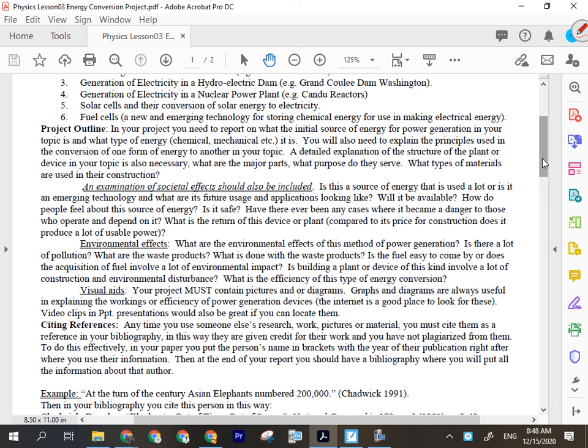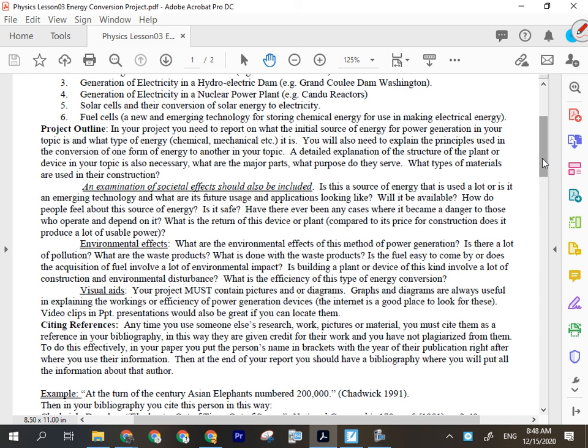Is it safe? If you're talking about nuclear power, there's an argument to say maybe not so safe. If you live in the Ukraine, you might not feel so good about it. Have there ever been any cases where it became a danger to those who operate and depend on it? Like in the Ukraine, there was that thing that happened there.